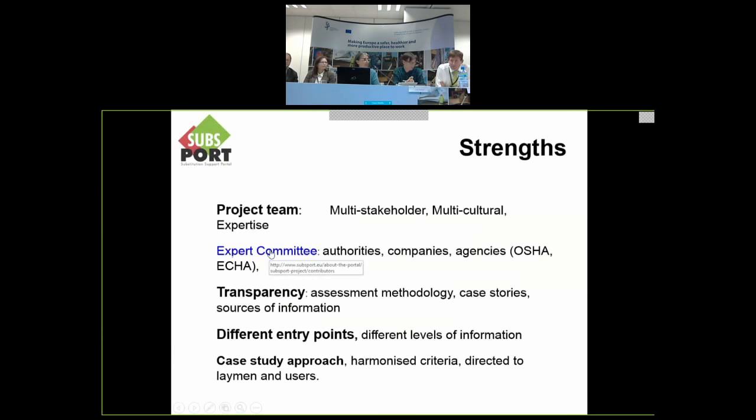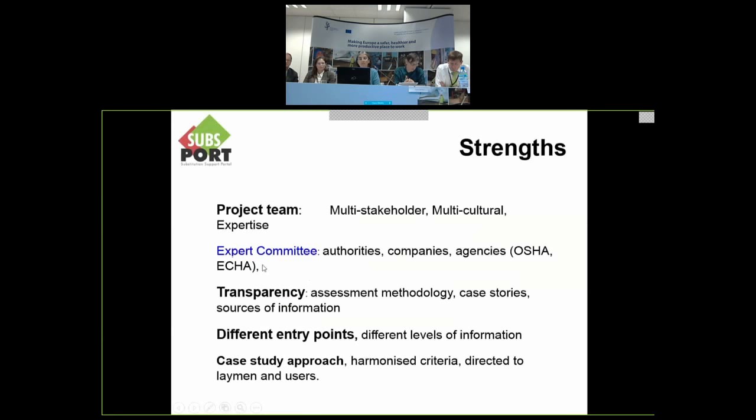We had a very good expert committee with authorities, for example, the OSHA. Elke was part of our expert committee. We had companies. We had the EEB where I work now. So this expert committee also gave us a lot of input during all the process since the beginning.